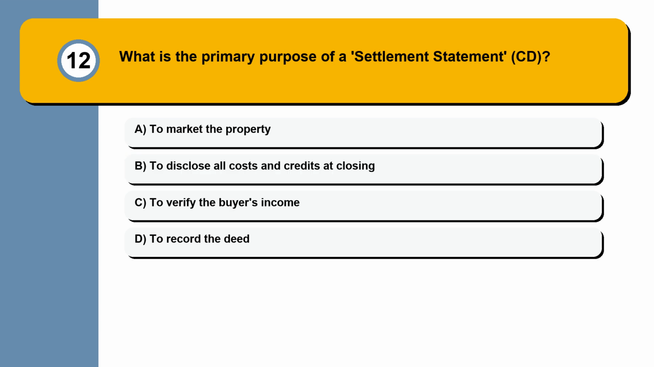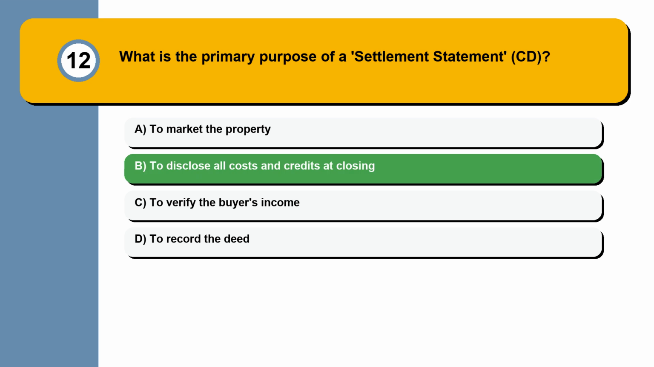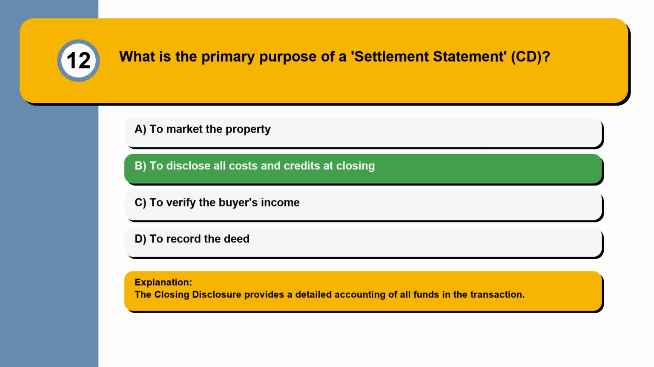Question 12. What is the primary purpose of a settlement statement (CD)? To market the property, to disclose all costs and credits at closing, to verify the buyer's income, to record the deed. The closing disclosure provides a detailed accounting of all funds in the transaction.